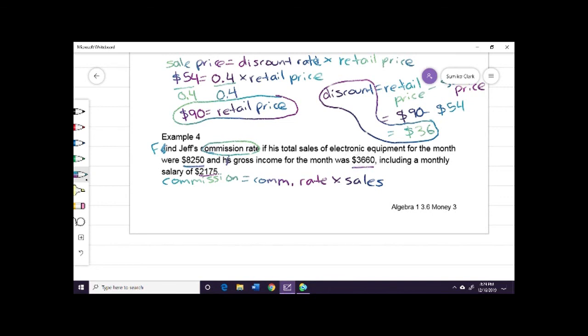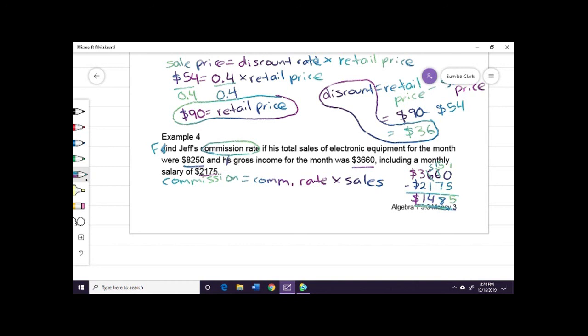Okay, we know his total income, but that includes a salary. So that's money that he makes regardless of how many sales he makes. So first let's figure out how much of his income was commission. So we're going to take his total income and we're going to subtract his salary, and what's left will be his commission. Okay, so we'll do some borrowing here. We get 5, 8, 4. So $1,485 of his income was commission.